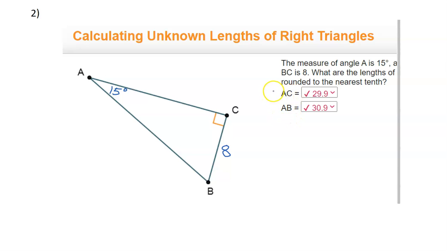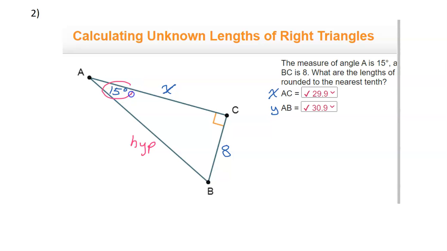I like to use variables when I do this, so I'm going to call AC X and I'll call AB Y. But I'm going to just do one at a time. So let's start by finding AC. So I'm just going to put an X right here. Now we need to label both of these sides. So I always like to start with the hypotenuse. The hypotenuse is here across from the 90-degree angle.